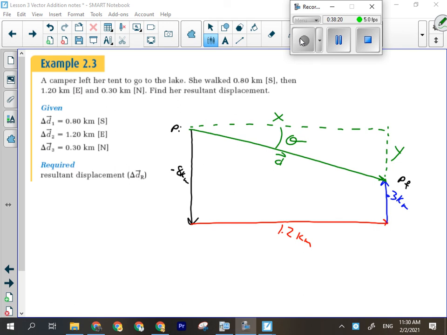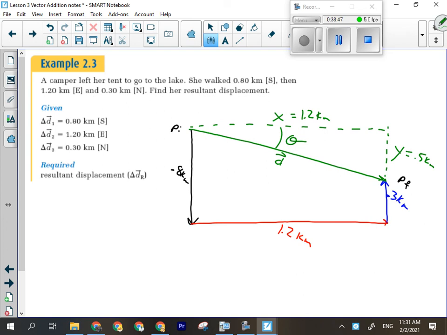Well, this is a rectangle, okay? She goes 1.2 kilometers east in this rectangle. She goes 0.8 kilometers south and then retraces back 0.3 kilometers north. That means that y is 0.5 kilometers south. Okay, everybody all right with that? This is what we call vector component addition, and it's what we're going to be moving into tomorrow when we're looking at lots of angled vectors.